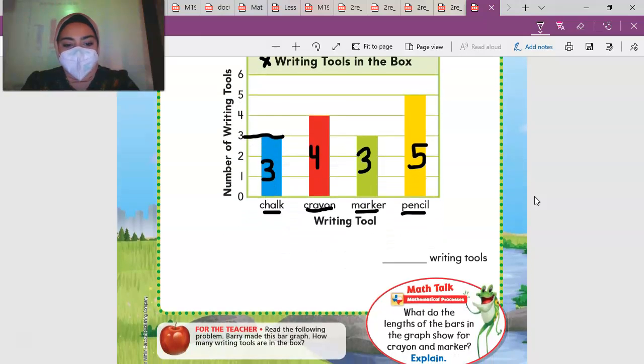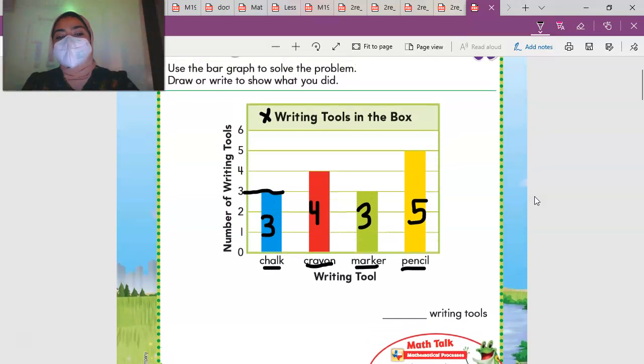It says, Barry made this bar graph. How many writing tools are in the box? So if they're asking how many writing tools are in the box, that means how many things are in the box. So who wants to raise their hand and tell me what we're going to do to solve that problem? Amaria. We're going to add. Dominic, what are we adding? Very good. The chalk, crayon, marker, and pencil.